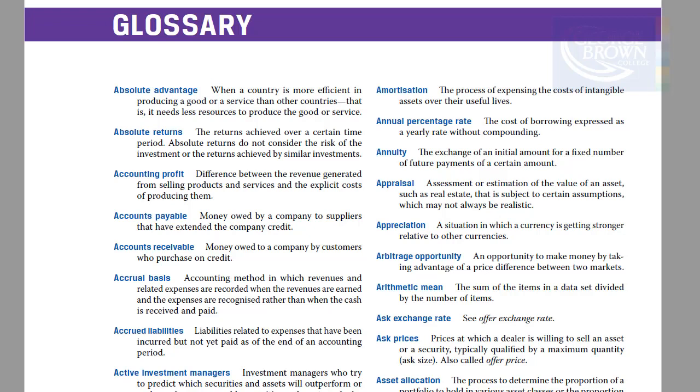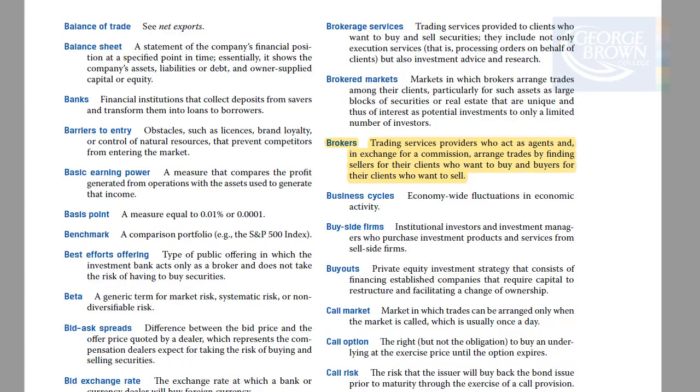I've mentioned the importance of the glossary, and I just wanted to point out we just went through some terms there for brokers, dealers, custodians, etc. All those terms and vocabulary are included in the glossary. So here you can see I've highlighted brokers, trading services providers who act as agents and in exchange for a commission arrange trades by finding sellers for their clients who want to buy and buyers for their clients who want to sell. So again, the glossary is very important. When you see a term, go check the definition in the glossary.